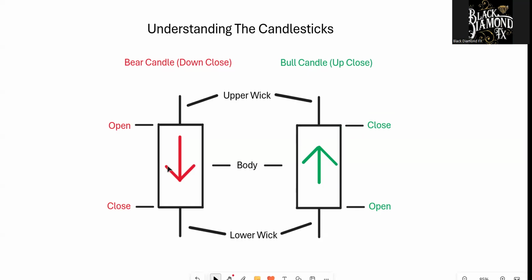Price goes down. Bear candle shows price coming down. Bull candles show price coming up. All right. Now, the anatomy of your candles. Of course, the open is where it starts, close is where it finishes.